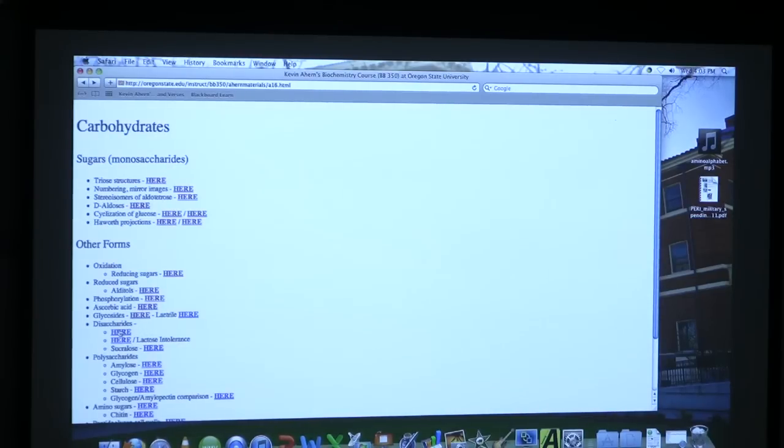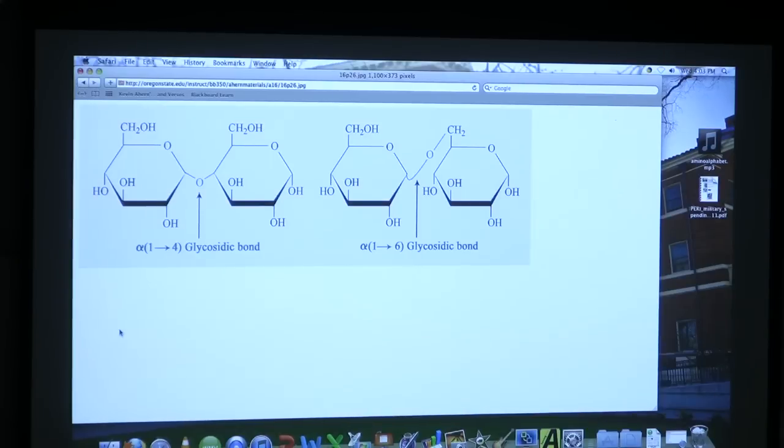Let's talk about disaccharides. So disaccharides, as their name implies, are molecules that contain 2 sugar units within them. And so the most common disaccharide that you'll be familiar with is sucrose. That's table sugar. And this is not table sugar, but table sugar consists of a bond between fructose and glucose.